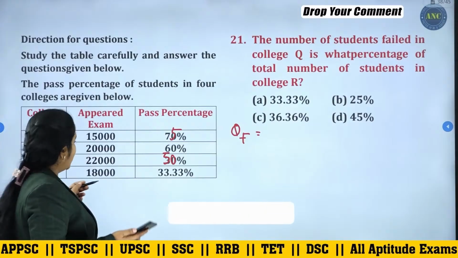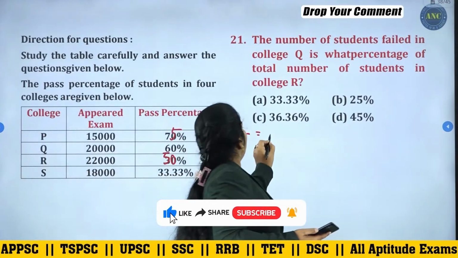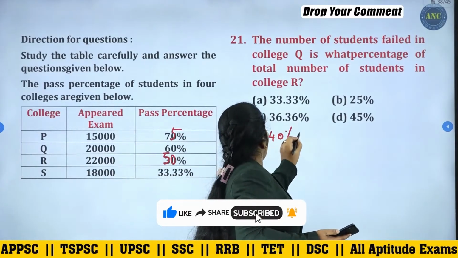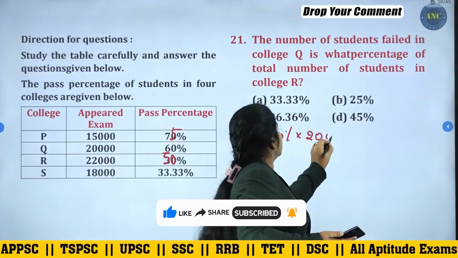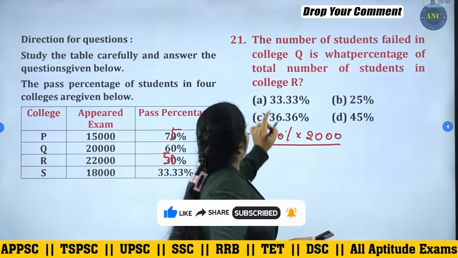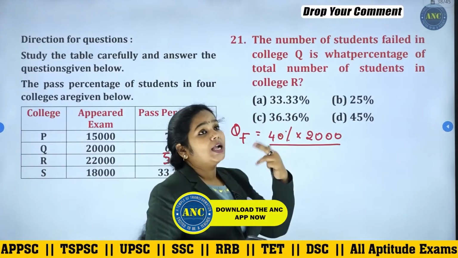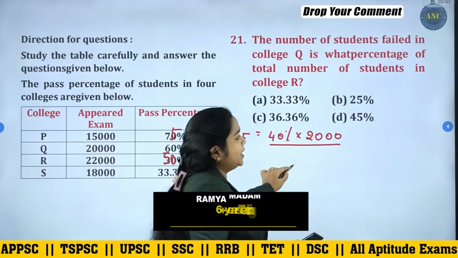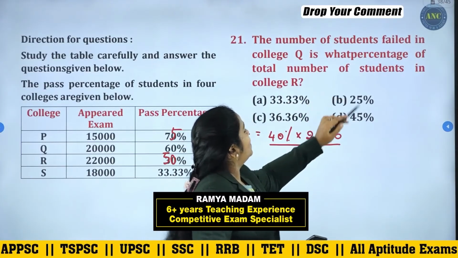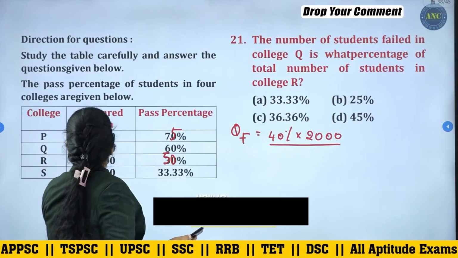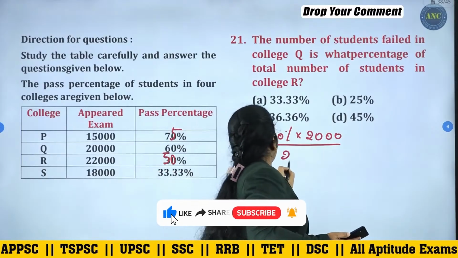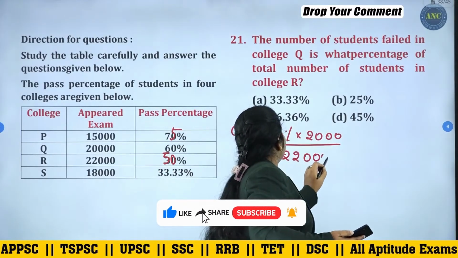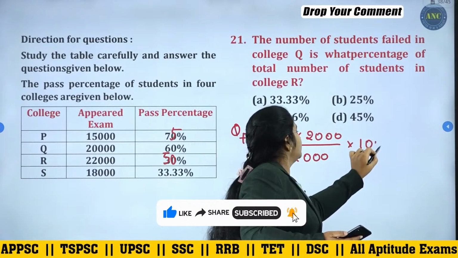Fail percentage is 40%. So, they are saying 40% of 20,000 failed in college Q is what percentage of... After "of", what we have will come in the denominator, right? Of total number of students of college R. Total number of students of college R is 22,000 into 100.